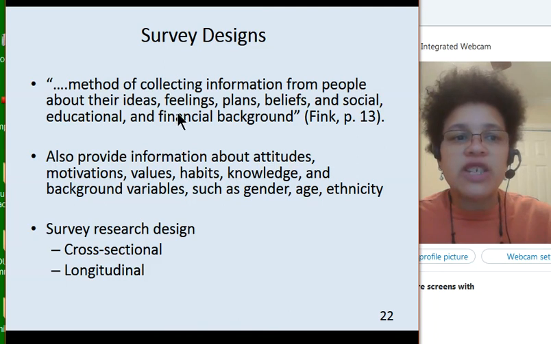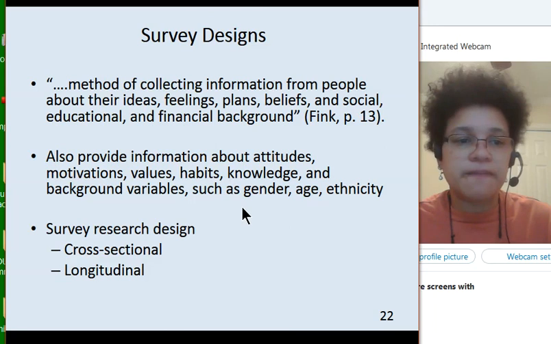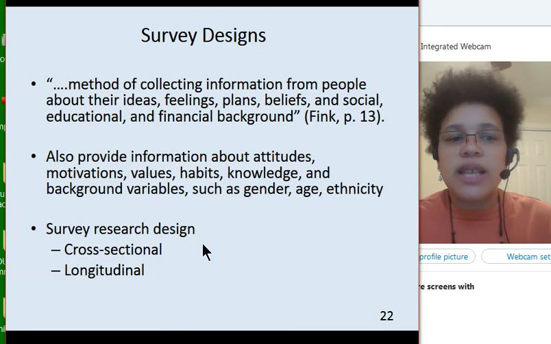It's a method of collecting information from people about their ideas, feelings, plans, beliefs, social, educational, and financial background. It can also provide information about attitudes, values, habits, knowledge, background variables such as gender, age, or ethnicity. It can be either cross-sectional or longitudinal. But one thing to remember is that folks were randomly assigned to get the survey. Okay? If you gave a survey to all of your 7th graders, then that's not random assignment.